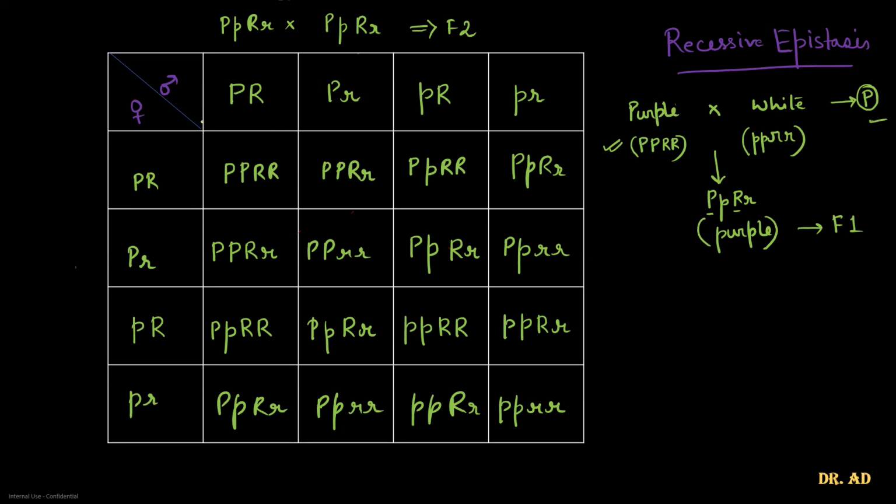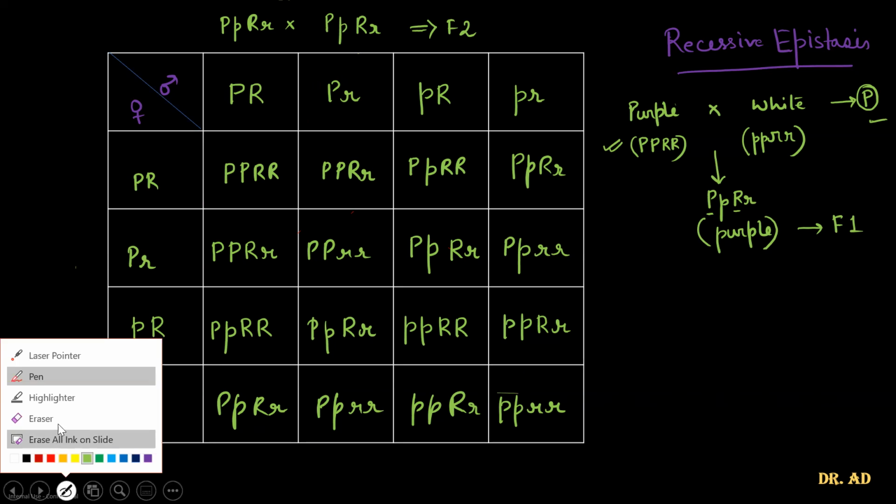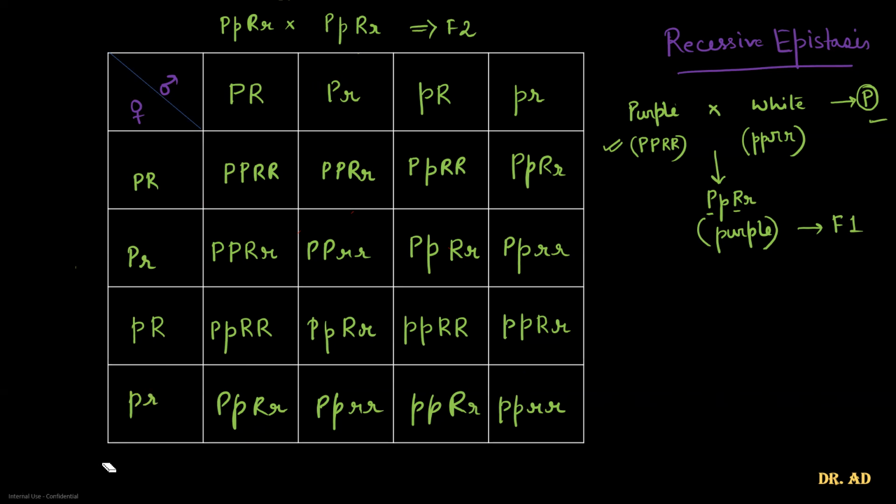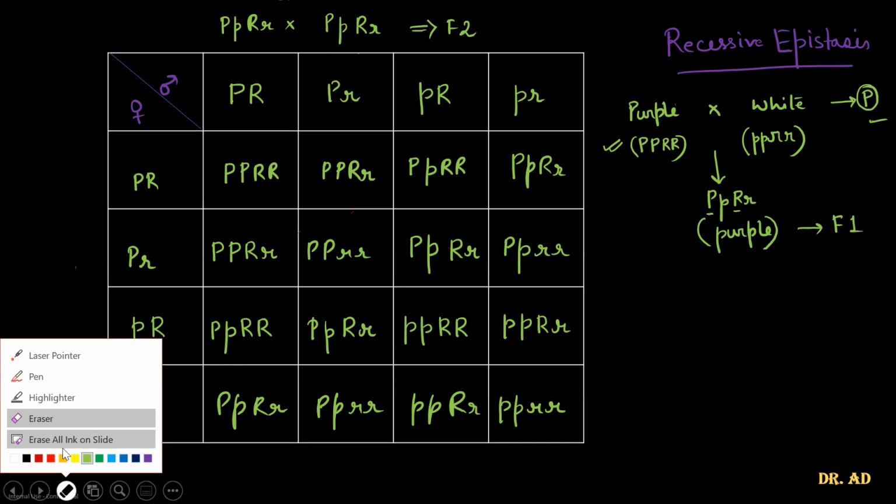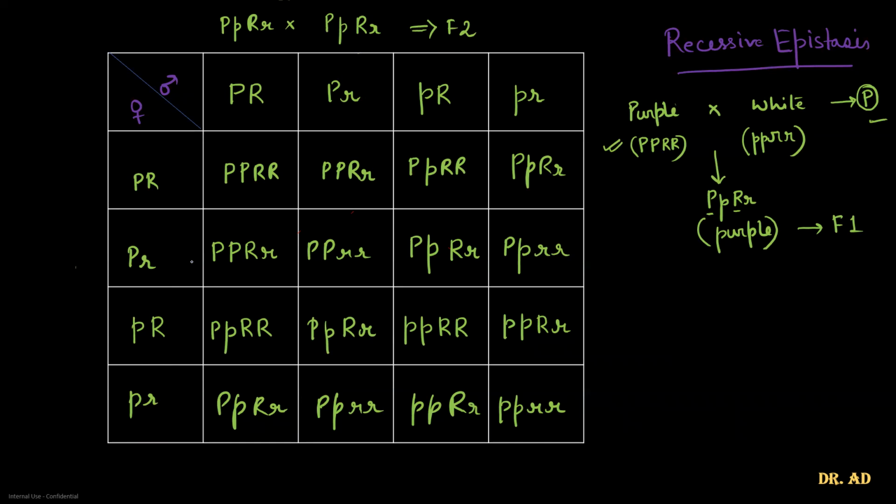Now we will draw the checkerboard to see what happens. This checkerboard gives you these many number of individuals, right? Now we will see which are the red ones, which are the purple ones, and which are the white ones. First, we will look for the purple ones, right? I will only use tick marks of respective color.